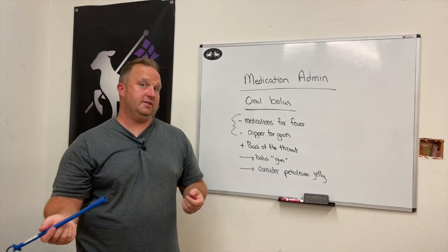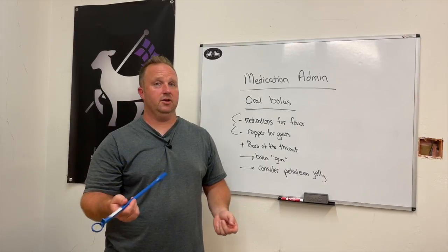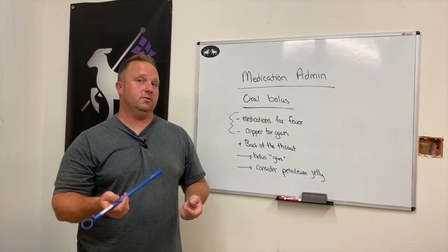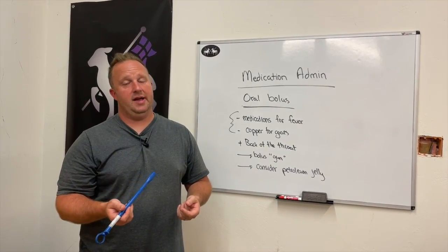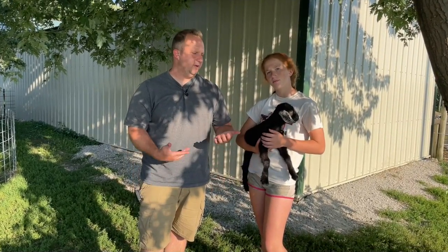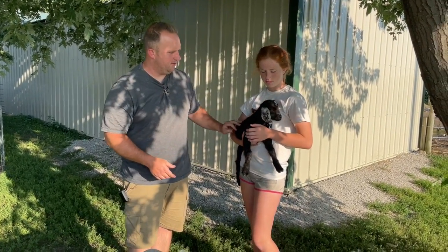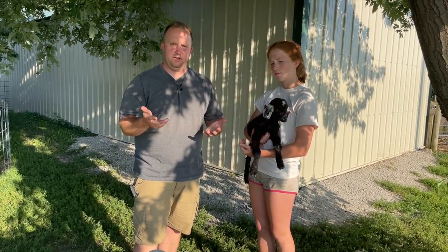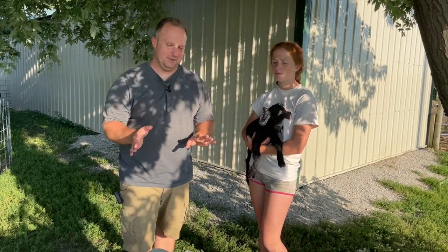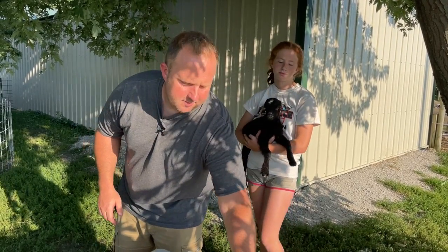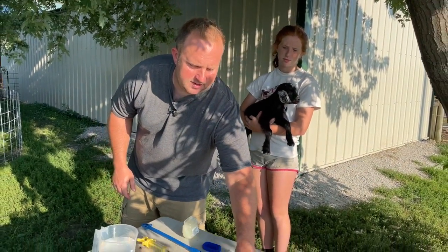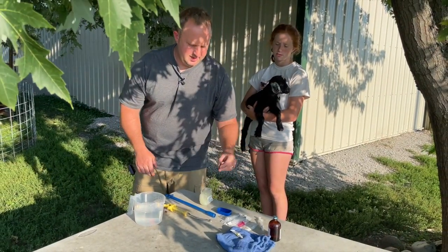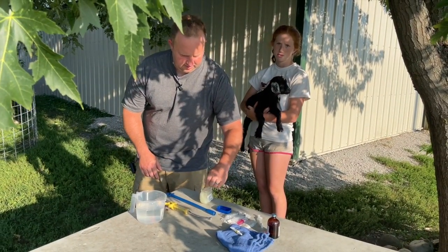So with that being said, let's head out to the pasture and take a look at giving an oral bolus with a bolusing gun to an animal. All right, so here we are outside in the yard. We got our little baby goat here, and we're going to be giving this baby goat an oral bolus of copper. And this is going to help for lots of different things that we're not going to get into in this video.